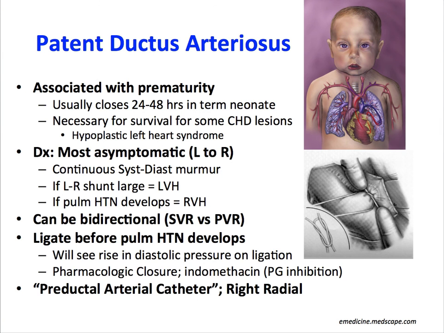You can try to chemically ligate or close the ductus using a drug like indomethacin, which is a prostaglandin inhibitor. Remember, prostaglandins keep the ductus open. If you inhibit prostaglandins with indomethacin, you can potentially close it. If a patient has a patent ductus, a preductal arterial catheter would be a right radial, that is before the ductus, and would reflect what's going on in the head more than a left radial. In fact, if someone has a ductus open, if we want to know what's going on in the head with oxygenation, we should likely put our SpO2 probe on the right hand or on the ear or on the forehead, not on the left hand or on the foot, which would not be considered preductal.